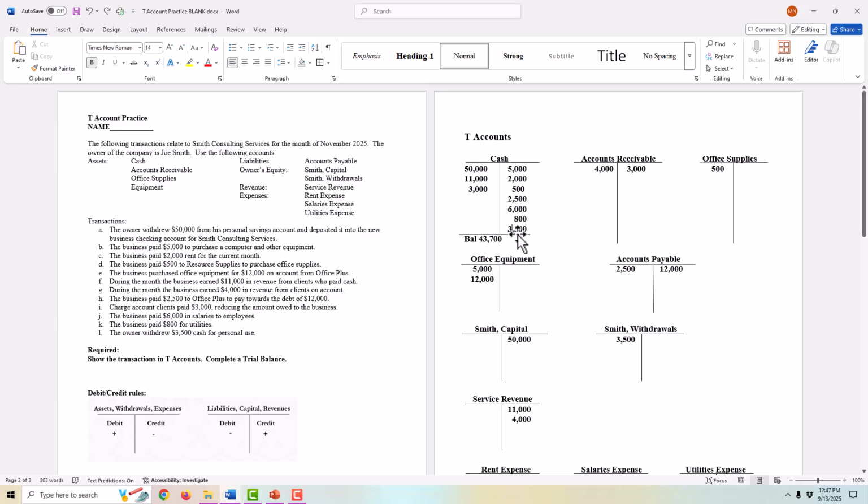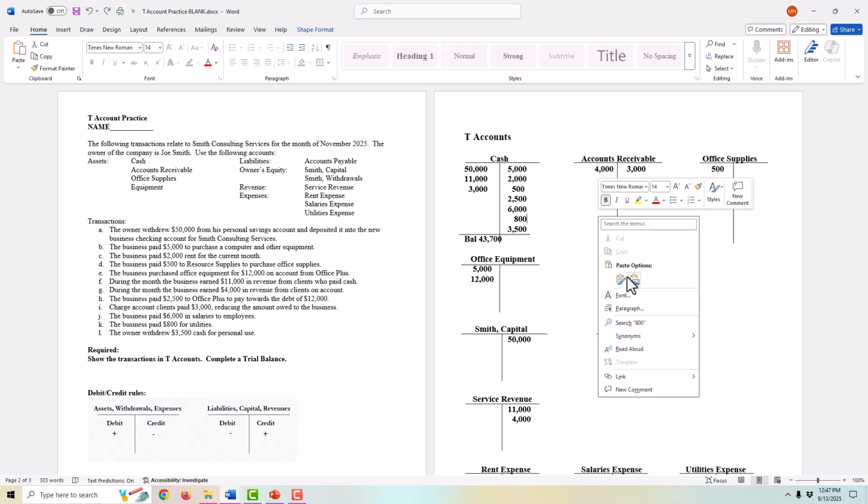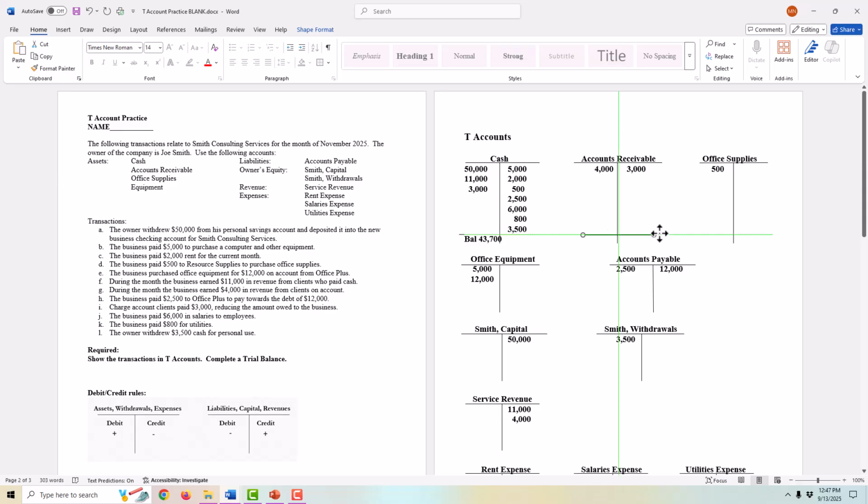Okay, let's do that for accounts receivable. This one's going to be a little easier because you just have one debit and one credit. So the difference between the debit and the credit is just $1,000. And since the 4,000 was larger than the 3,000, the balance is going to go on the debit side. So that's what your answer would look like. And then for office supplies, there's only one number, so your balance would just be $500. For office equipment, you would add the two debits together to get a balance of $17,000.